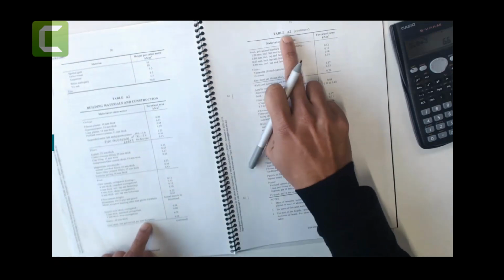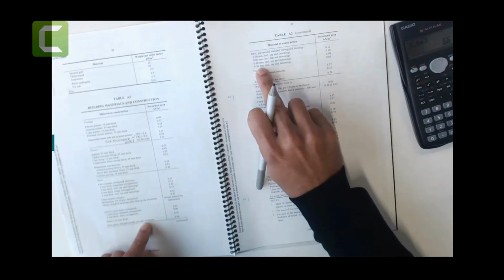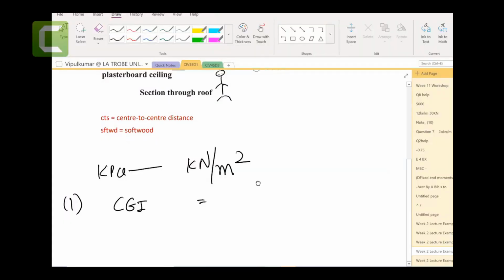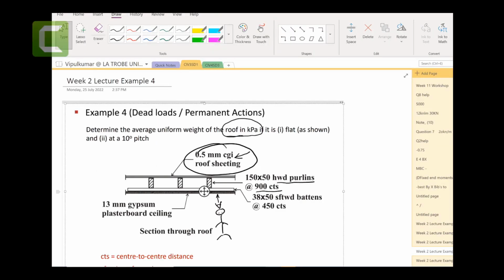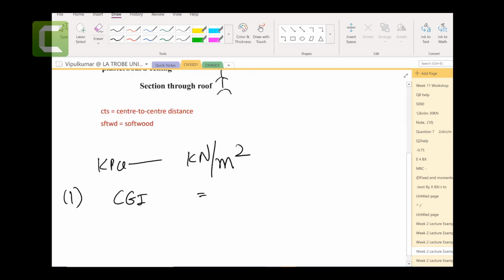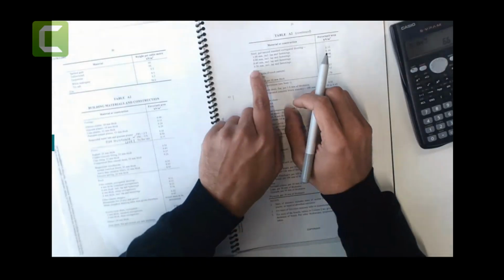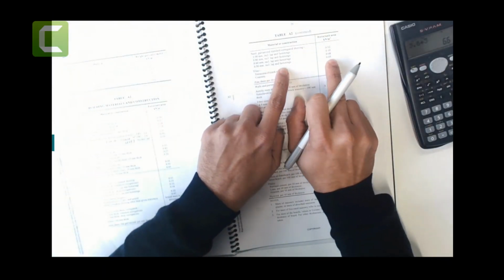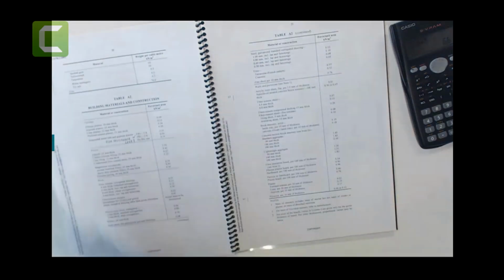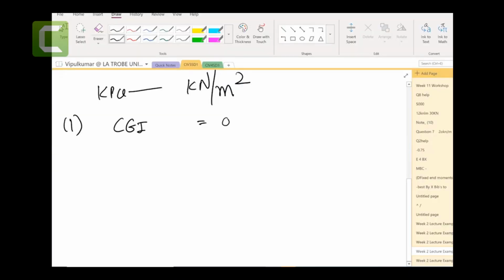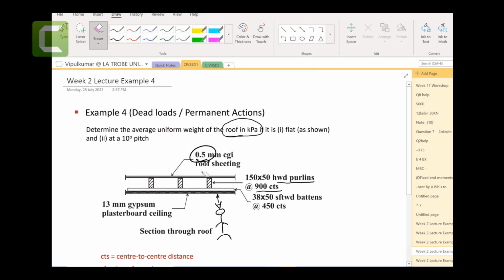That sounds promising. Table A2, page 21. And what's the thickness? 0.5, I believe. For that thickness of 0.5, we get 0.05 kilonewton per meter square, including lap and fastening, and that is in kilopascals. We will come back to the second one. After the sheeting we have the purlin, the hardwood purlin.